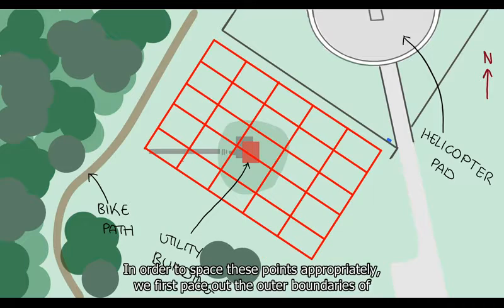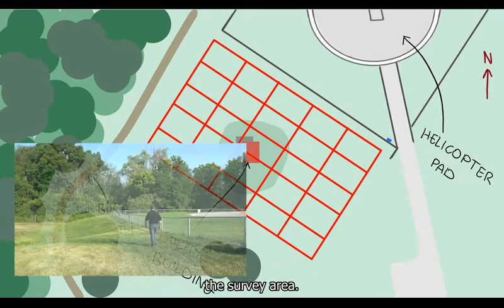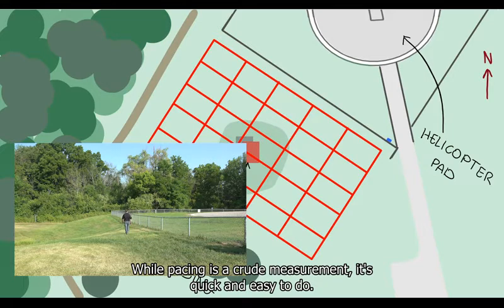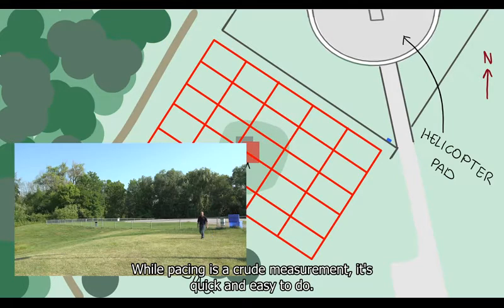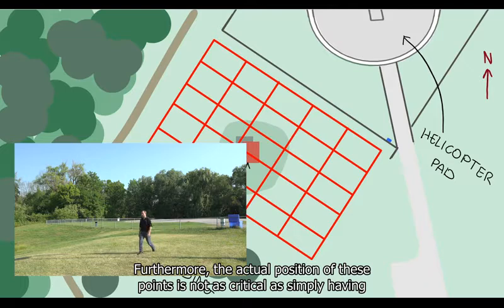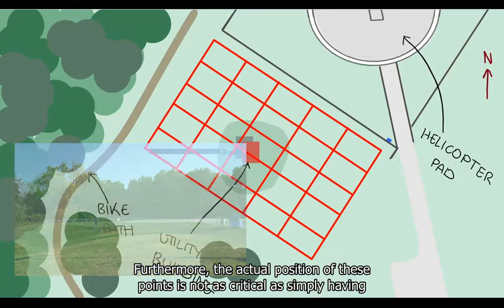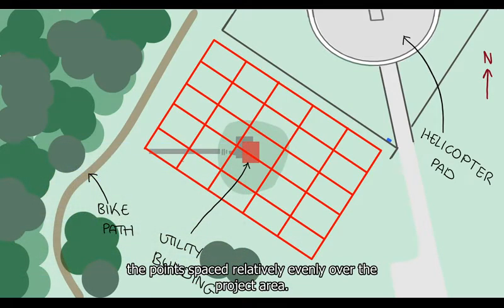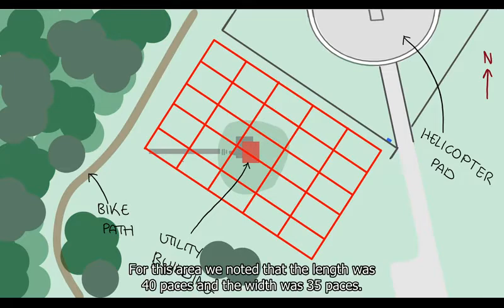In order to space these points appropriately, we first pace out the outer boundaries of the survey area. While pacing is a crude measurement, it is quick and easy to do. Furthermore, the actual position of these points is not as critical as simply having the points spaced relatively evenly over the project area. For this area, we noted that the length was 40 paces and the width was 35 paces.